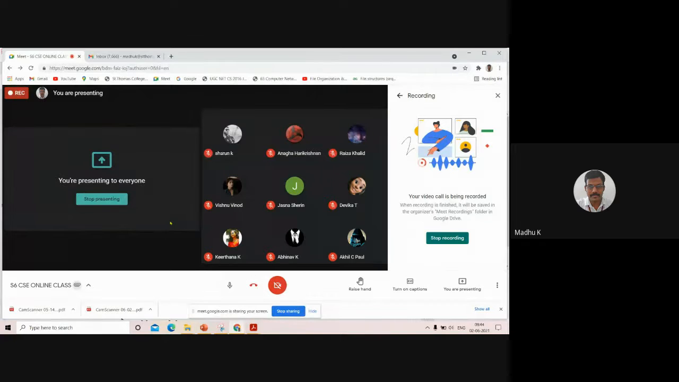So in the fourth module, the first part is based on the divide and conquer approach. You already know what is divide and conquer approach. Based on that, we want to discuss some algorithms. So that is our first focus. Then we want to discuss some other topics. So what is divide and conquer approach?